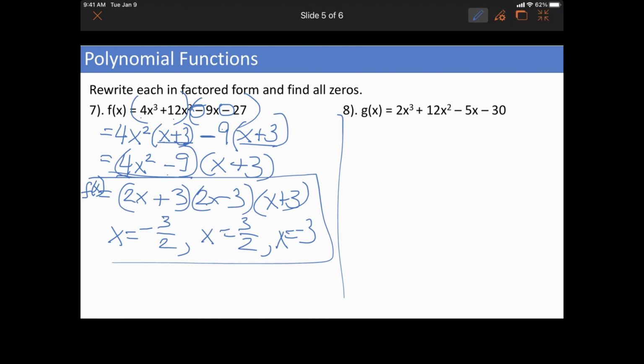Last one, grouping. Okay, so I have a 2 and a 12, so that's 2x squared. It's x plus 6. Okay, I know it's x plus 6. And it must be a 5. Negative, because there's negative and negative. So I'm going to group the ones in front.